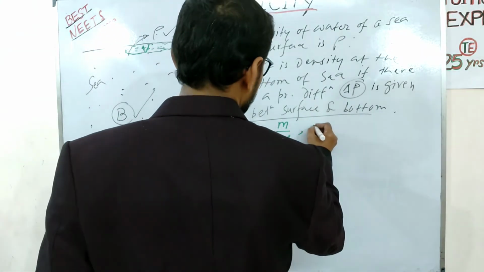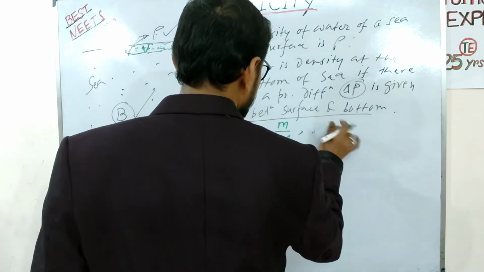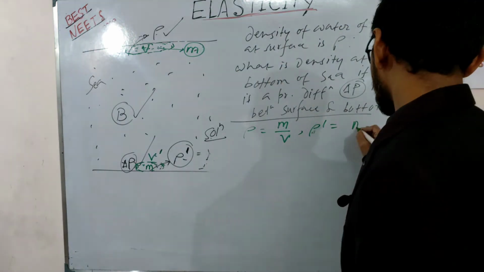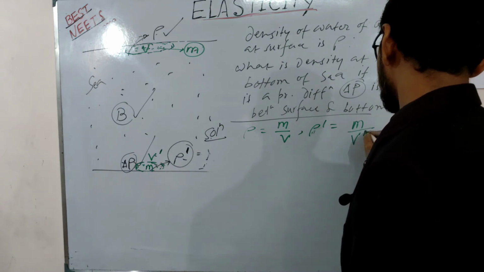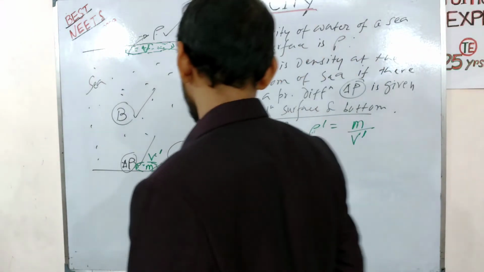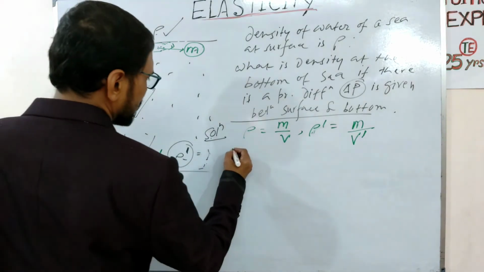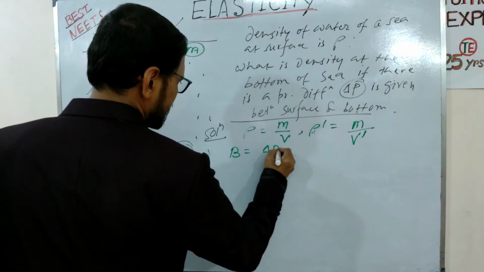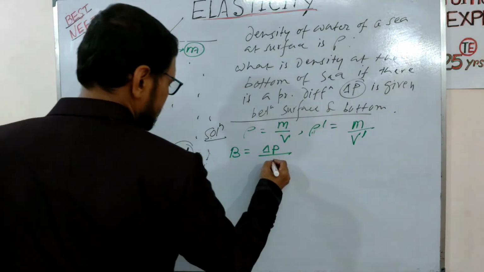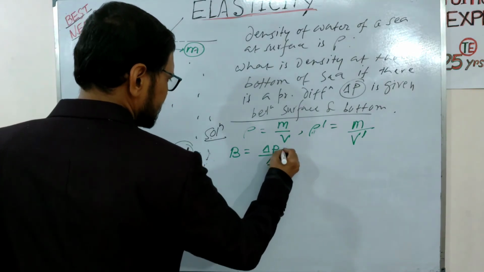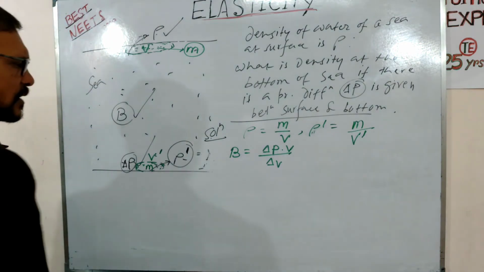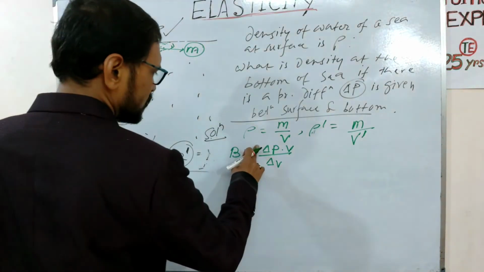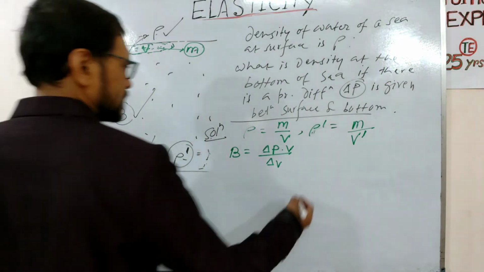Now, what is rho dash? Rho dash will be the mass, which is the same, divided by volume V dash. Now, here we use the formula: bulk modulus equals excess pressure del P divided by the change in volume, del V into V. This is the formula for bulk modulus. We use the magnitude, not the minus sign.